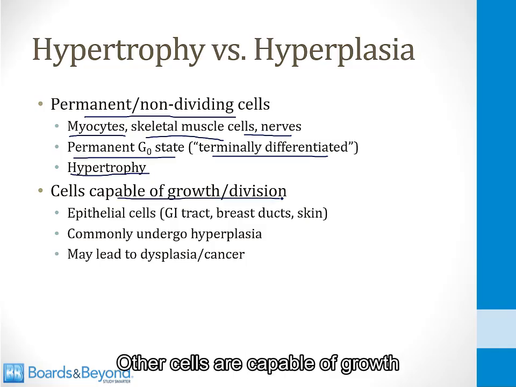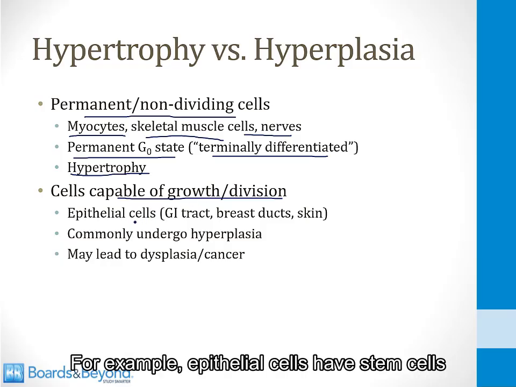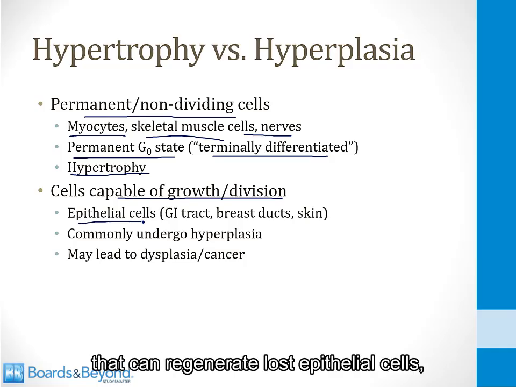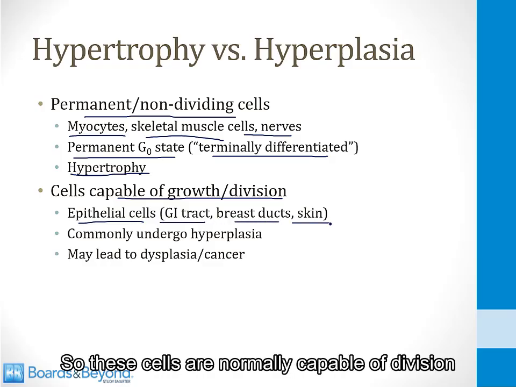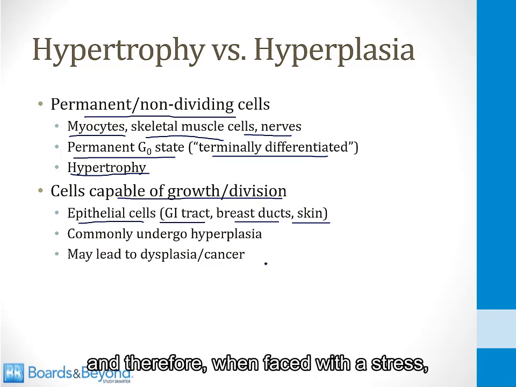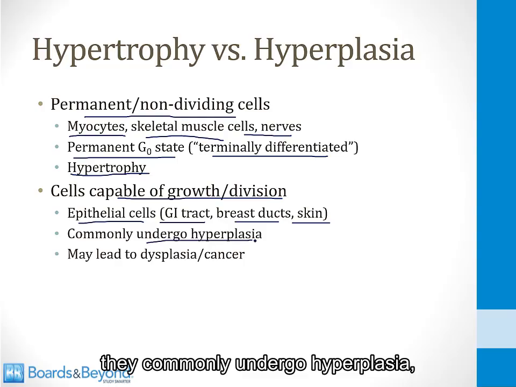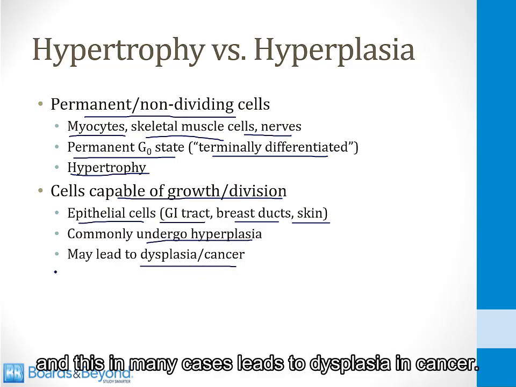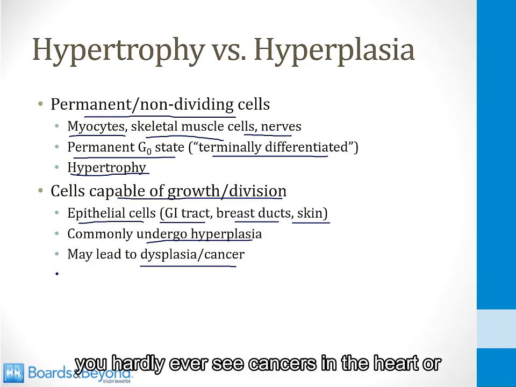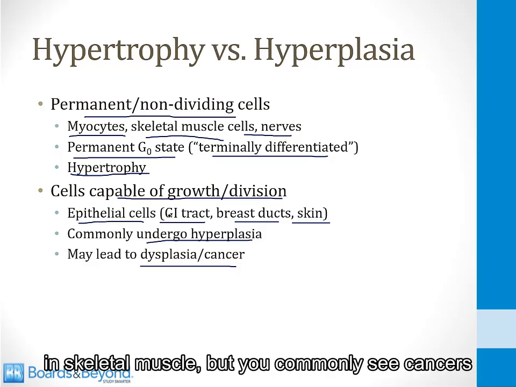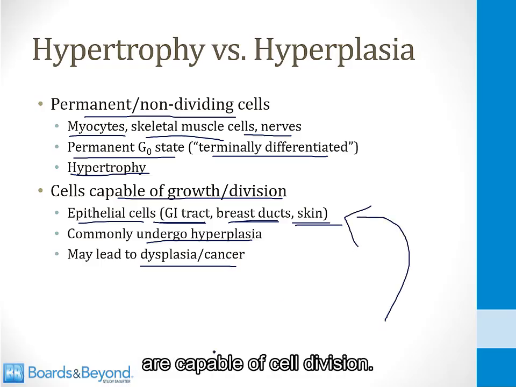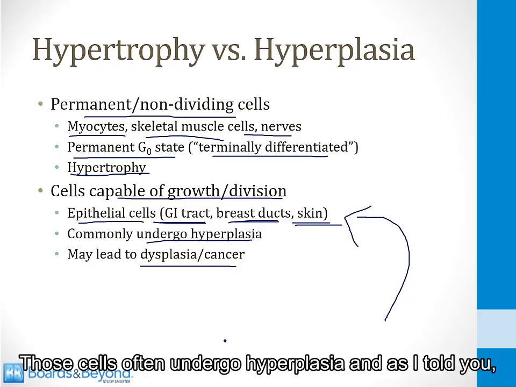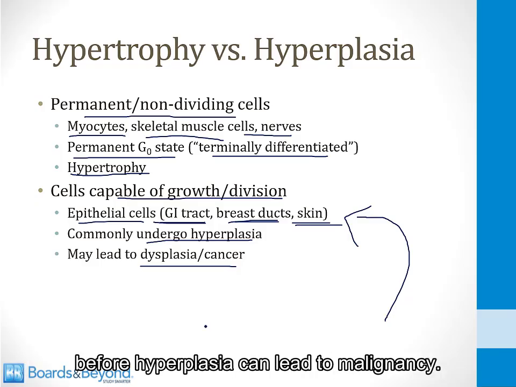Other cells are capable of growth and division even under normal circumstances. For example, epithelial cells have stem cells within the epithelial cell layer that can regenerate lost epithelial cells. You find this in the GI tract, the breast ducts, and the skin. So these cells are normally capable of division, and therefore when faced with a stress, they commonly undergo hyperplasia. And this in many cases leads to dysplasia and cancer. So for this reason, you hardly ever see cancers in the heart or in skeletal muscle, but you commonly see cancers in the GI tract, the breast ducts, and the skin, and that's because these places have cells that are capable of cell division. Those cells often undergo hyperplasia, and as I told you before, hyperplasia can lead to malignancy.